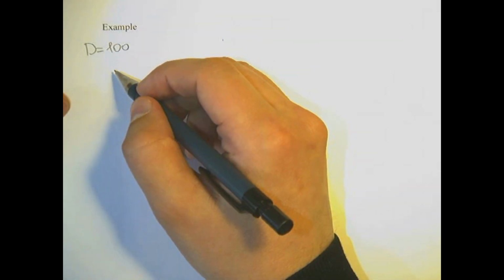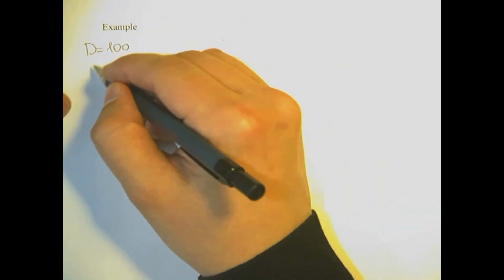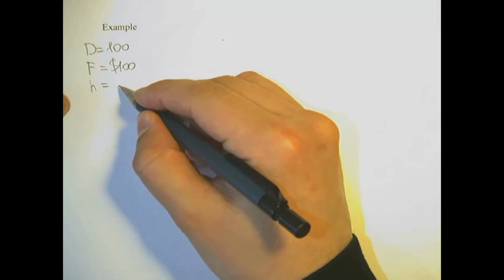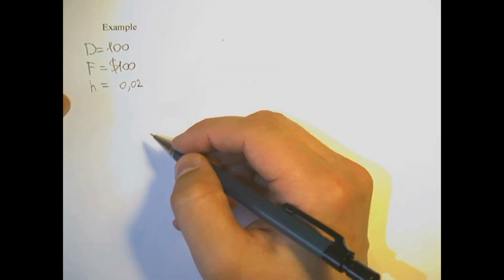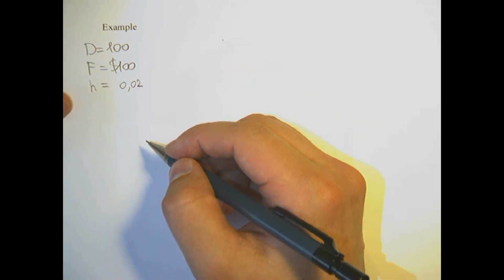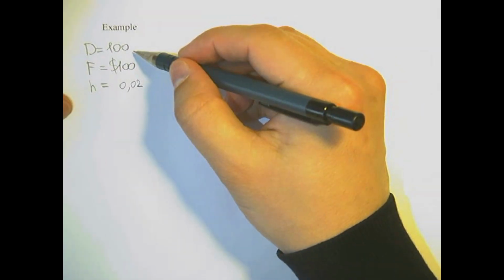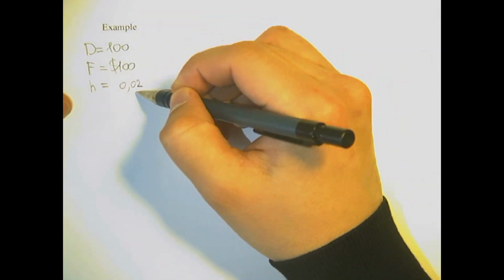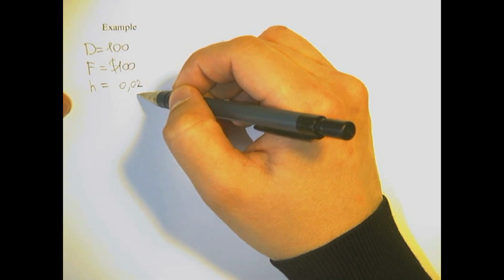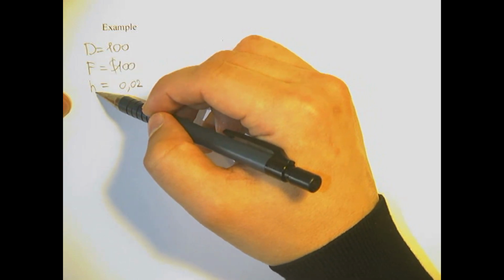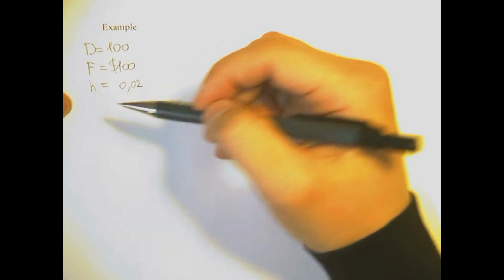So demand rate is 100 lamps per day, and fixed cost to make an order is $100 per each order, and the holding cost is $0.02 per lamp per day. So all measures are given in days, and if, for instance, demand rate is given for weeks and holding cost is given for days, we should transform the demand rate to days or we should transform holding costs to weekly scale.